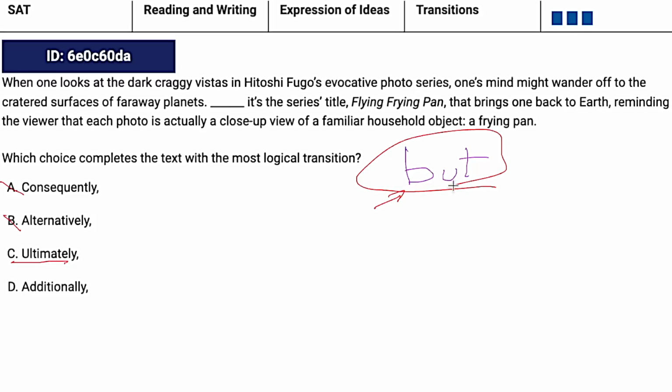So my prediction was not perfect, but it did help me find the correct answer, which is ultimately. Now, I'm feeling super confident about this, so I'm just going to circle it. If you were not, you would definitely want to go ahead and eliminate additionally as well.